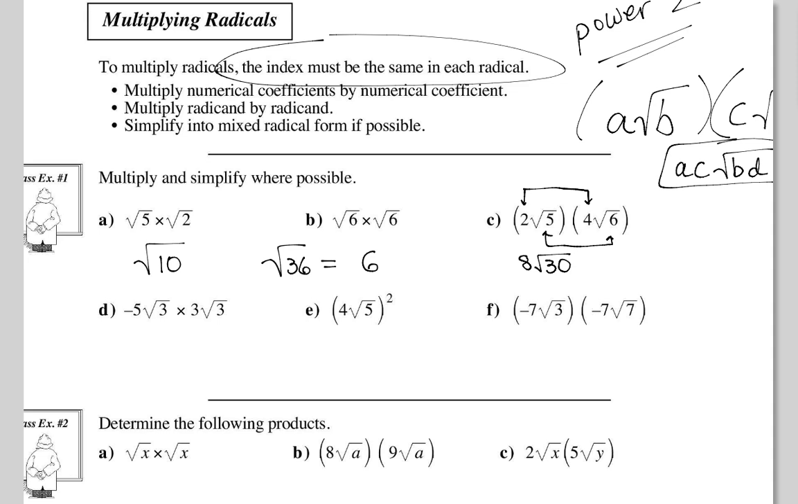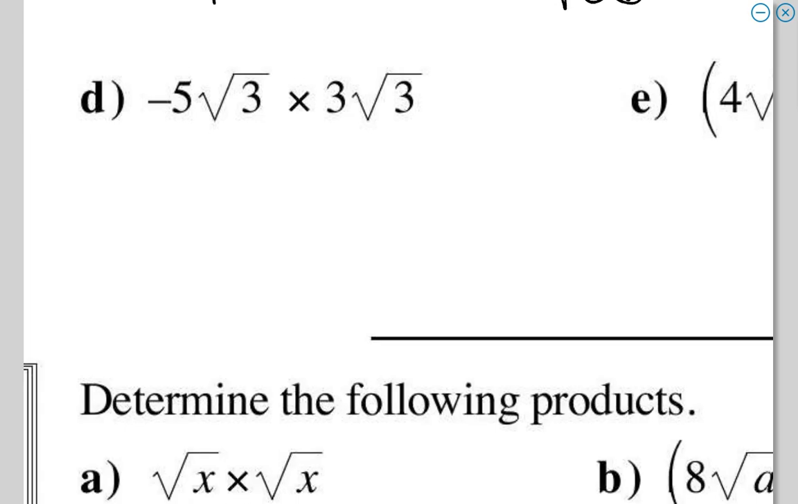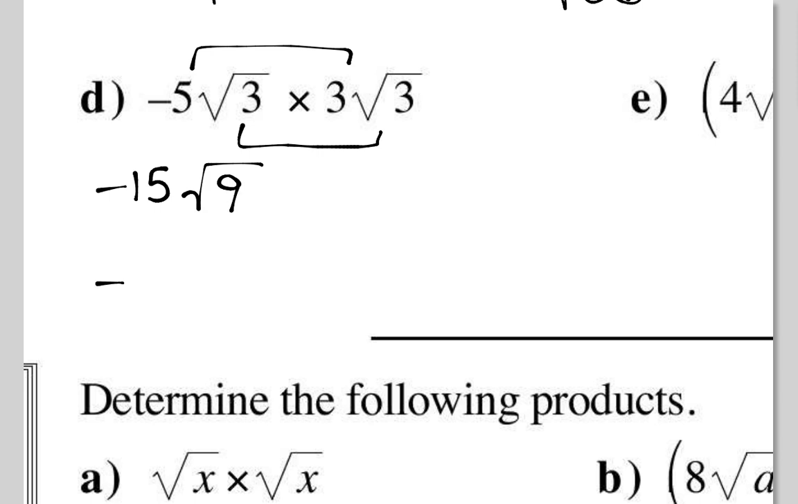All right, this one. Put the 5 and the 3 together, you get negative 15. And then you put the root 3 and the root 3 together for a root 9. And then what is root 9? 3. And then you just times those together and you get negative 45.